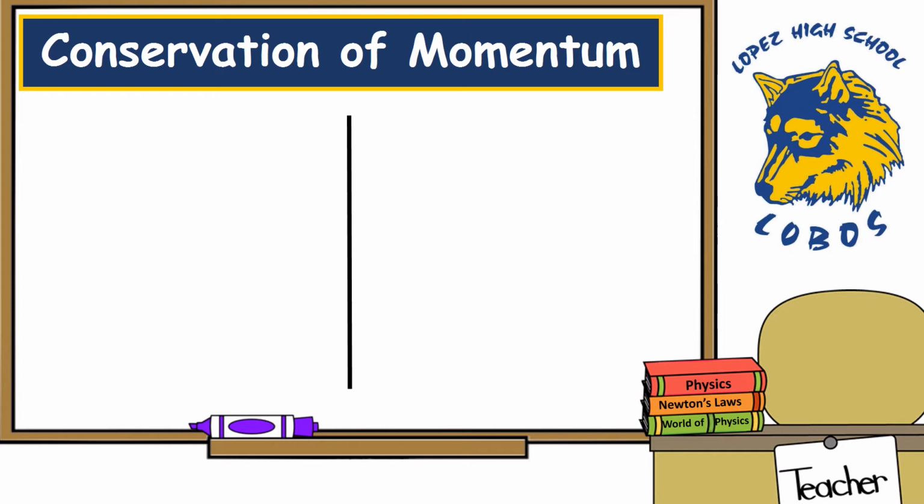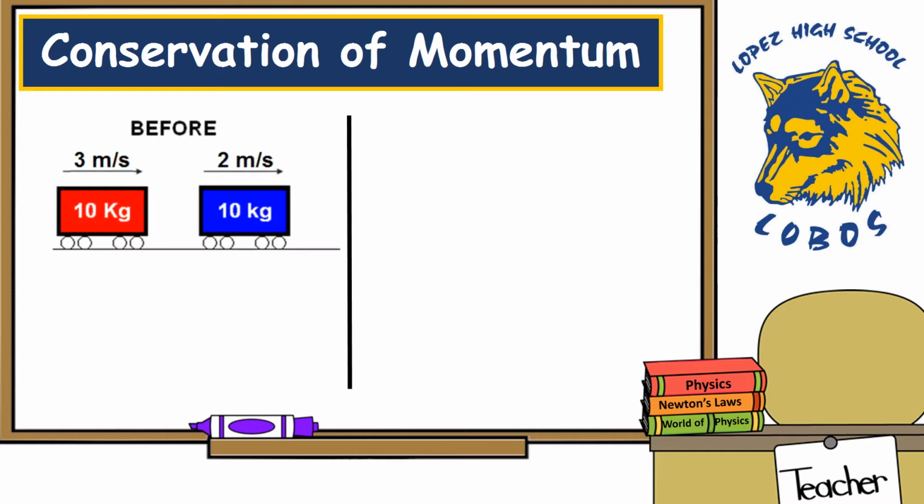For instance, let's take a look at these two cars. They both have the same mass, which is 10 kilograms, but one has a velocity of 3 meters per second, and the other has a velocity of 2 meters per second. If I were to calculate the momentum of each car, all I would have to do is multiply their mass times their velocity. This would end up giving me for car 1 a momentum of 30 and for car 2 a momentum of 20.